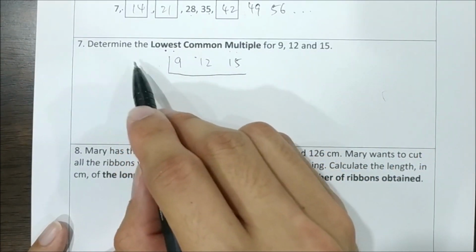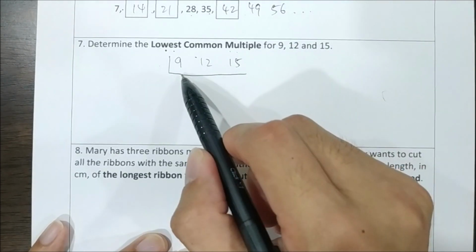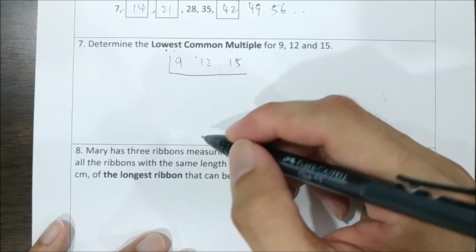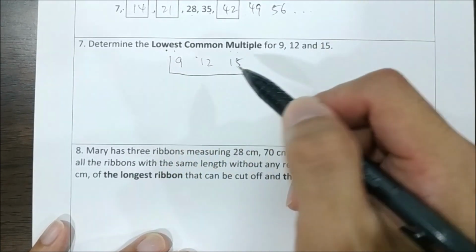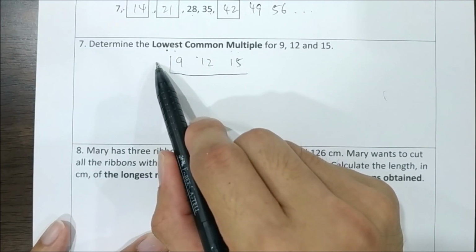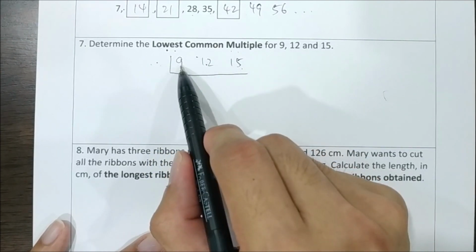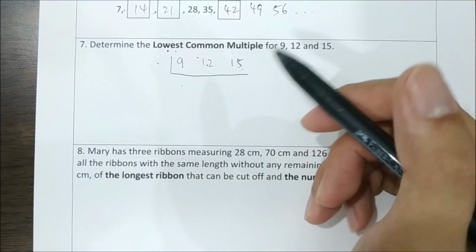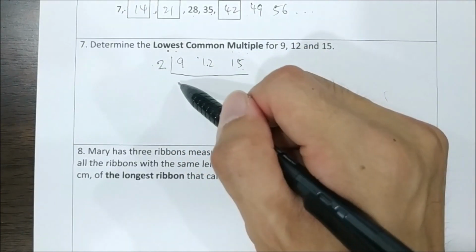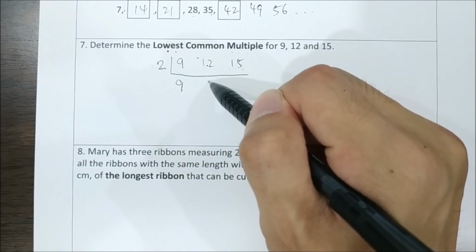Question 7. Determine the lowest common multiple for 9, 12, and 15. You need to take the numbers and divide them until all of the numbers have 1 left. For example, if we start off with 2, we can only divide 12 with 2. The rest which cannot be divided, we will write it down. Since 9 cannot be divided by 2, I just write the 9 down. 12 can be divided by 2, it will be 6.